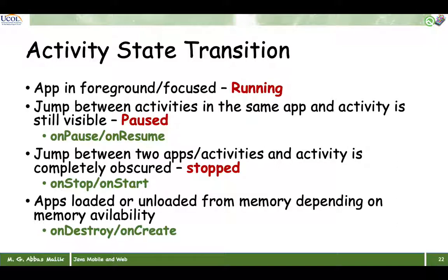And whenever we are jumping between two different activities, it is not visible at all, so we have the stopped state. When we are stopping it, when we are making it disappear from the screen, it will call the onStop method, and when it is appearing back, it will call the onStart method, as well as the onRestart method. And then creating and destroying, the onCreate and onDestroy methods. So these are the different states of the activity.